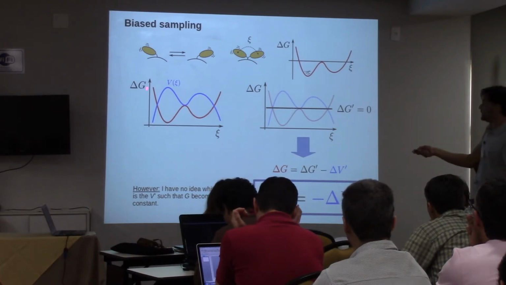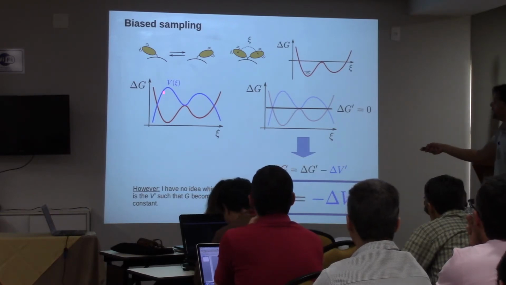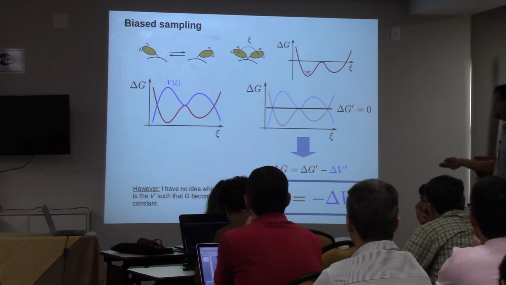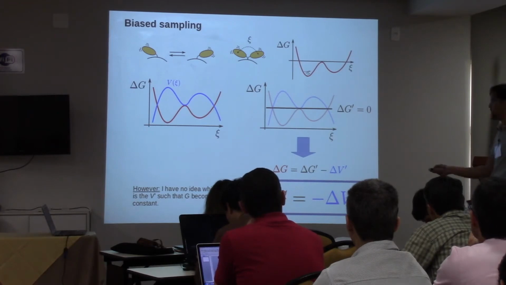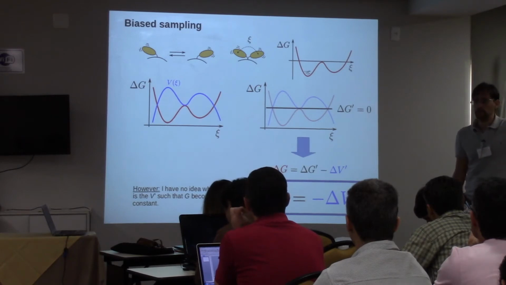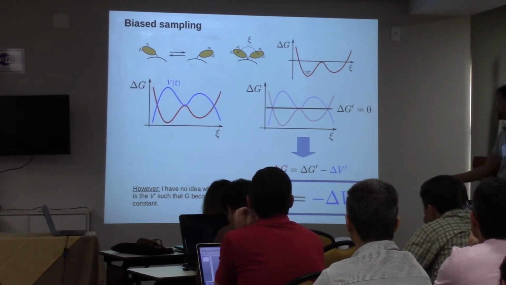So if I knew the free energy profile, it would be easy to add a potential energy which counteracts exactly the free energy profile to obtain a simulation which samples every conformation with the same probability and obtain the free energy difference from the perturbation.